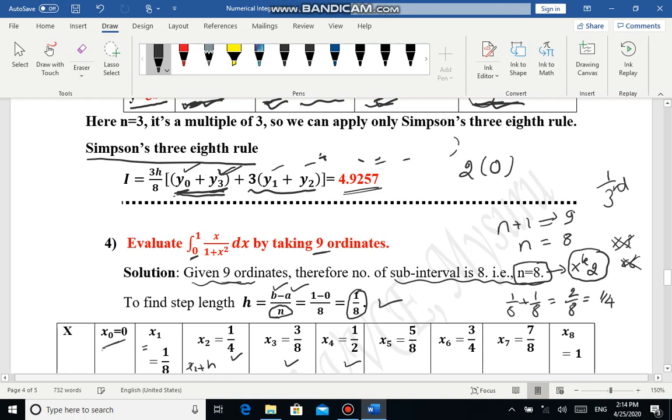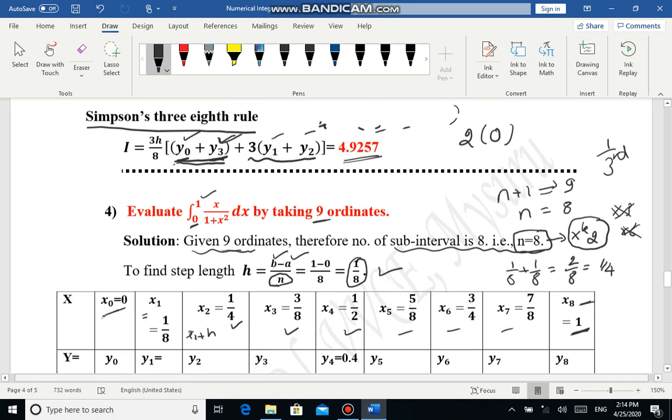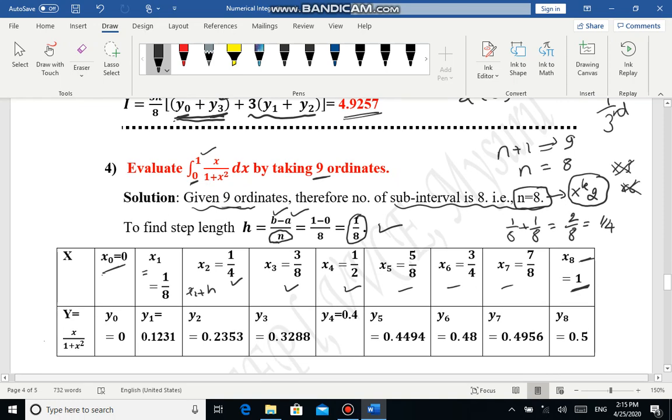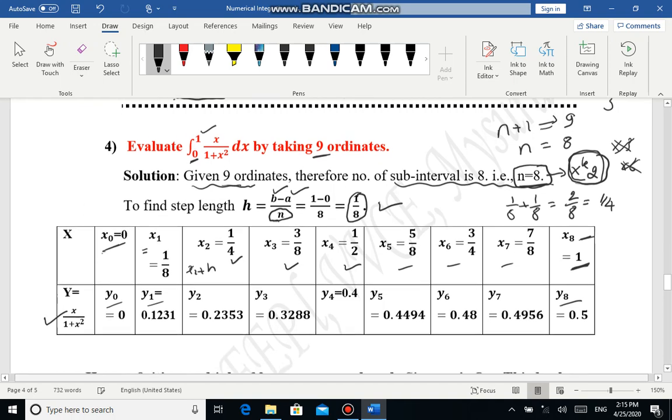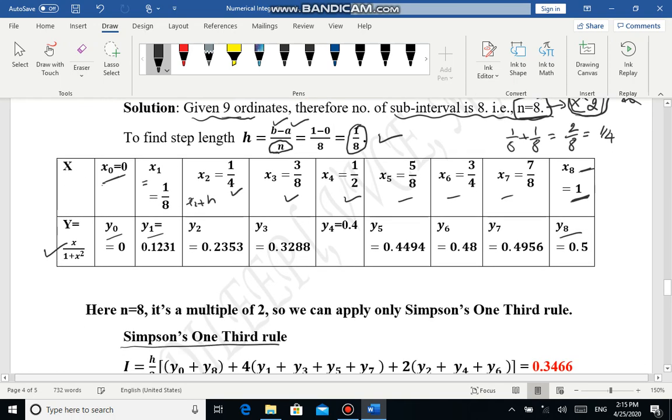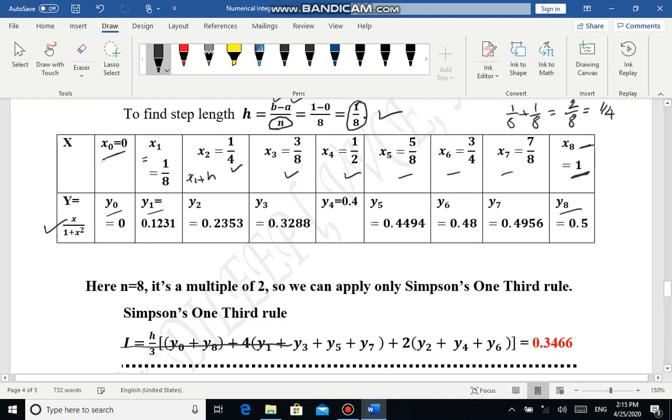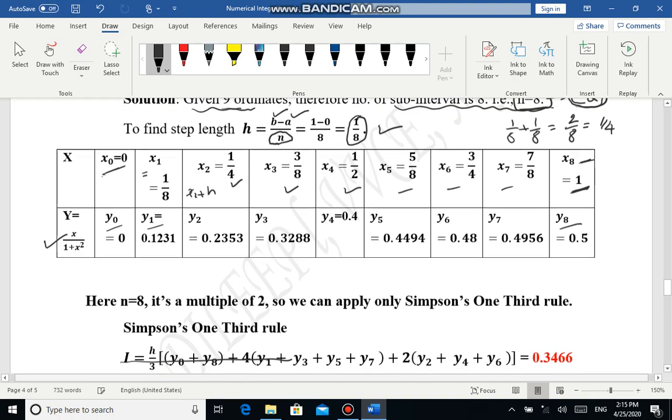Similarly, x3, x4, x5, x6, x7, x8. I will stop here because x8 is 1. That is my upper limit. Now using these values of x in the function x by 1 plus x square, find out y0, y1, y2 until y8. Already told n is equal to 8 is a multiple of 2. So we need to use Simpson's 1/3 rule. So consider Simpson's 1/3 rule. Step length by 3. So step length is 1 by 8 divided by 3.